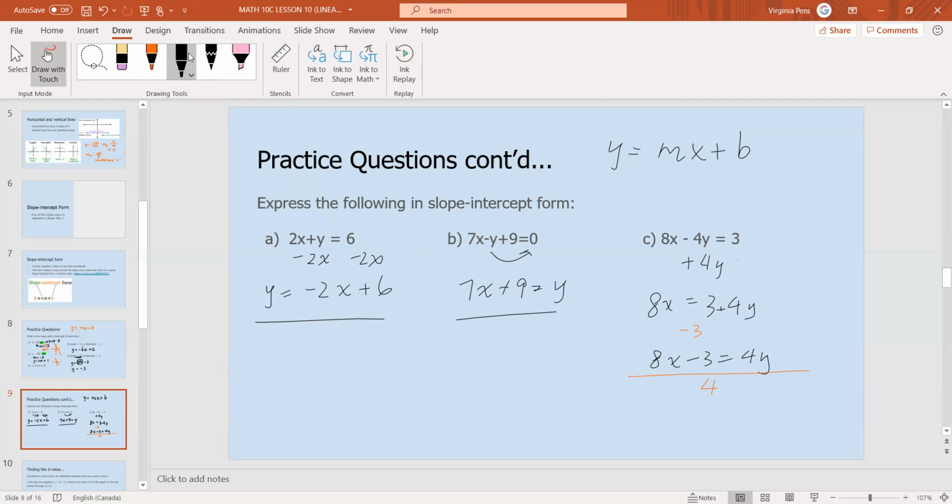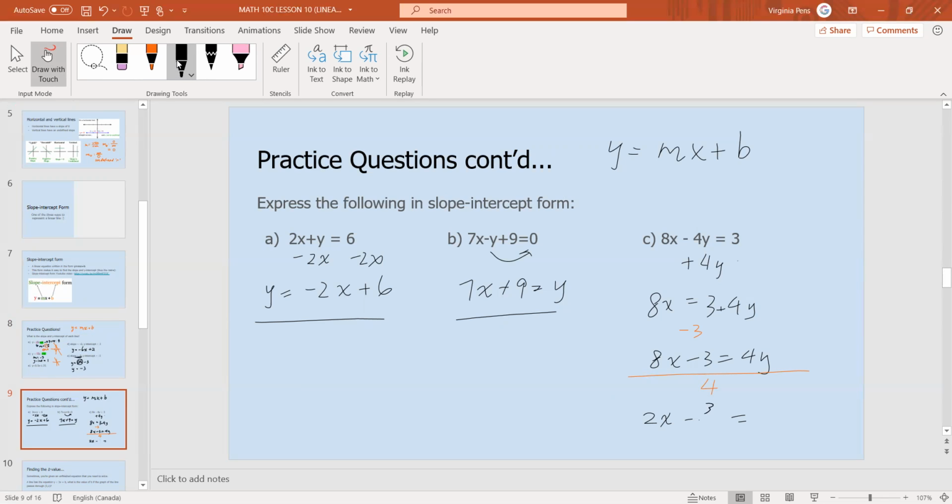And this will give us 8 divided by 4 is 2x minus, now here's something that's a bit tricky. Don't forget to divide the -3 by 4 as well. You can't just have a 3 here and be done with it because you haven't actually divided it by 4 yet. So you do need to put it as a fraction.